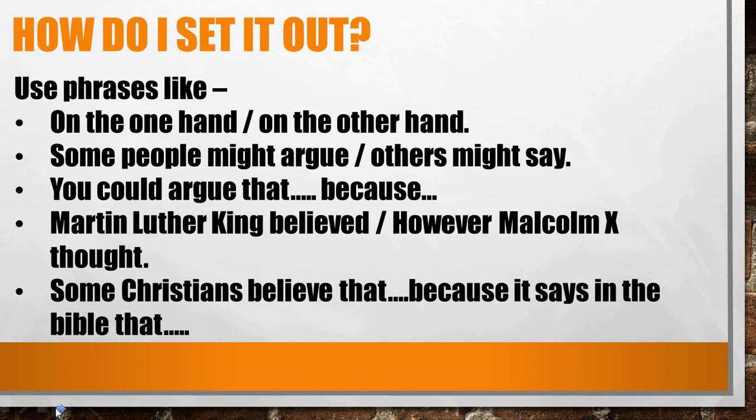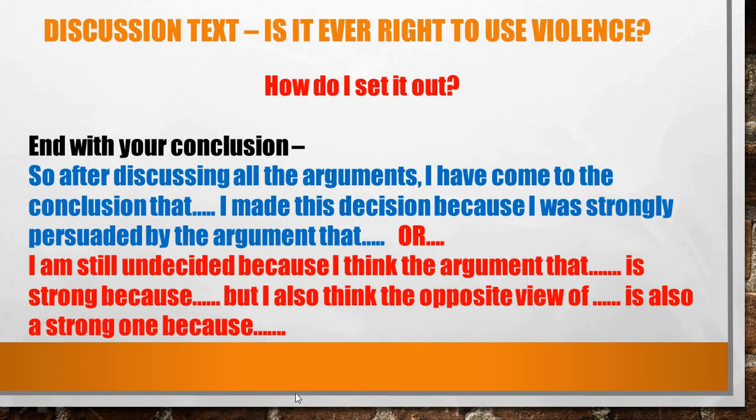Okay, and you've got arguments on non-violence in your books, so you could use some of those. The one we talked about, like he who lives by the sword dies by the sword, that's an argument to explain that violence just creates more violence. Okay, so finally, when you've written all of that, you then need to conclude or finish off your discussion text.